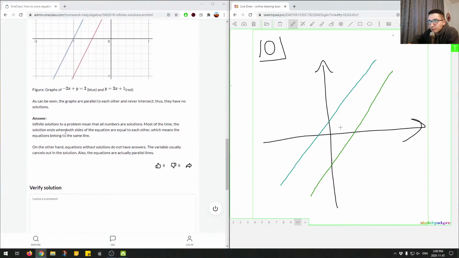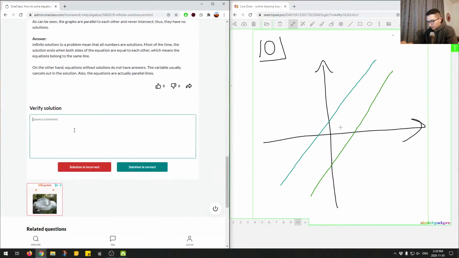And that's kind of an explanation of what this means. So here they give you a short answer. Infinite solutions to a problem means all the numbers are solutions. Most of the time, the solution ends when both sides of the equation are equal to each other, which means the equations belong to the same line. On the other hand, equations without solutions do not have answers. The variable usually cancels in the solution. Also, the equations are actually parallel lines.